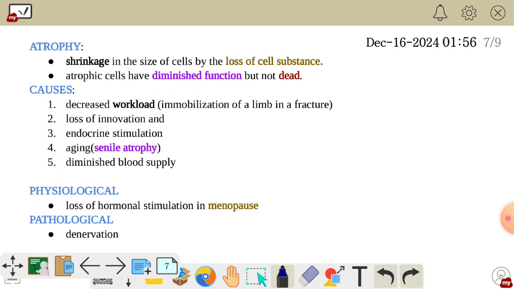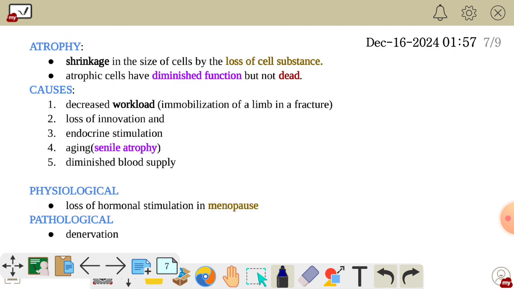Then the cause of atrophy can be decreased workload. So someone who was exercising, like those who go to the gym, when they stop, those cells which enlarged, after some time they will undergo atrophy. So that is due to decreased workload.